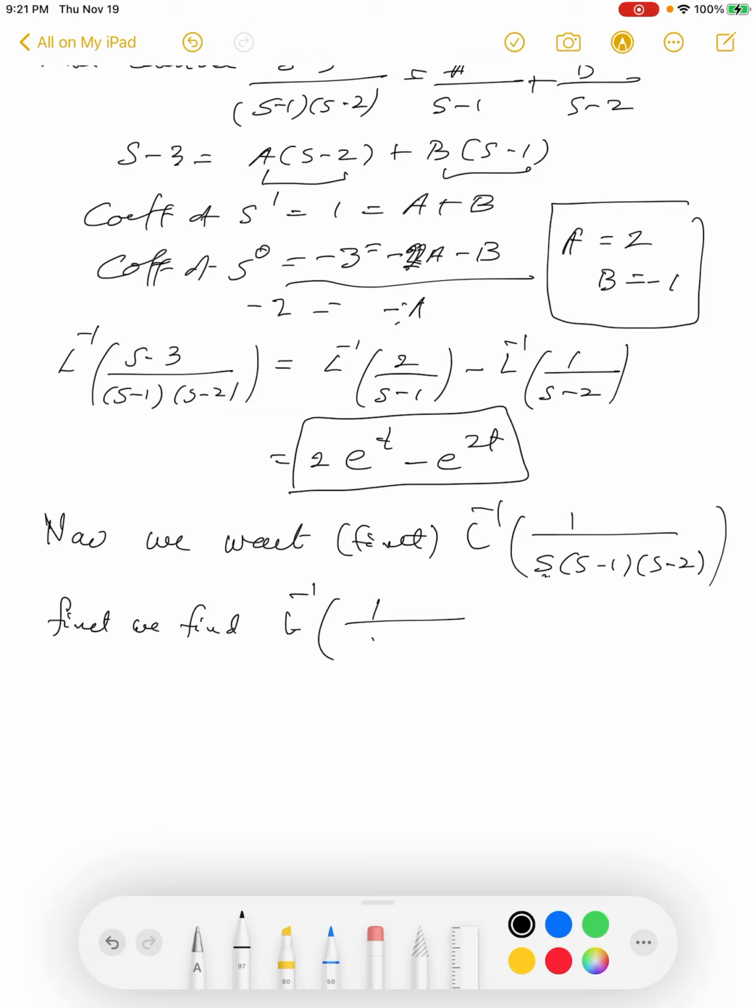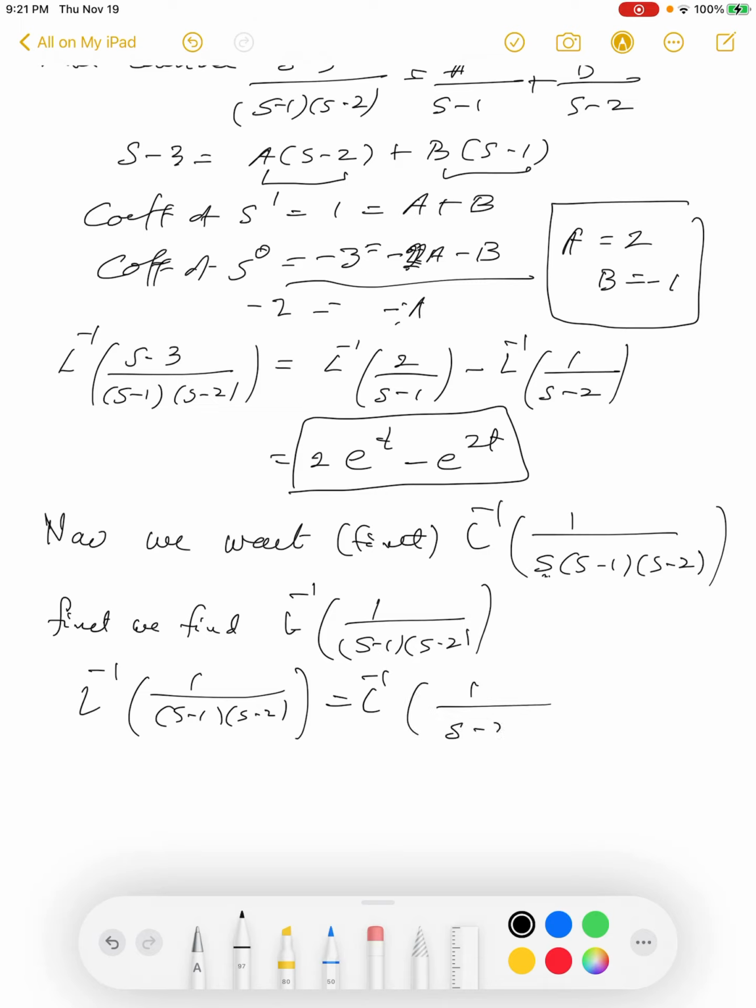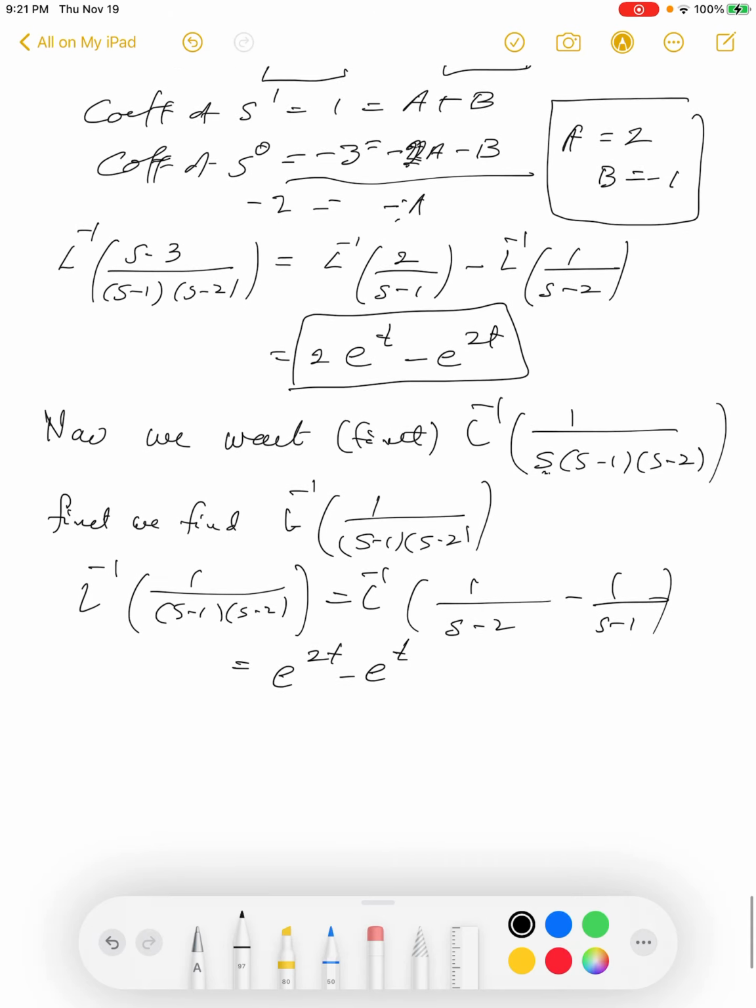L inverse of 1 over s minus 1 times 1 over s minus 2. Its partial fractions are easy to write down. We don't need to go through the a and b stuff because you can see it's going to be 1 over s minus 2 minus 1 over s minus 1, because if I subtract s minus 1 minus s minus 2 I get 1 on the top. So this partial fractioning is easy. So this is just going to be e to the 2t minus e to the t.